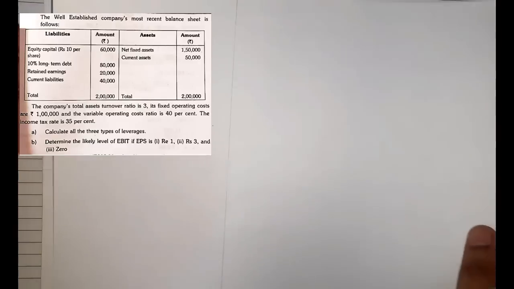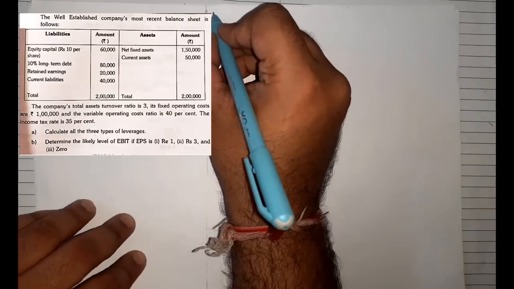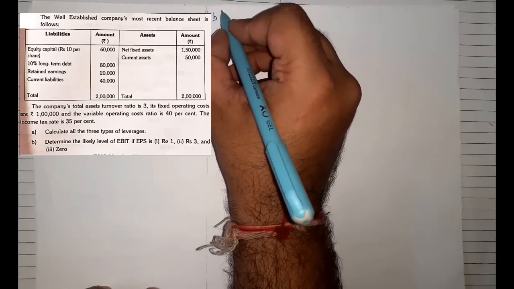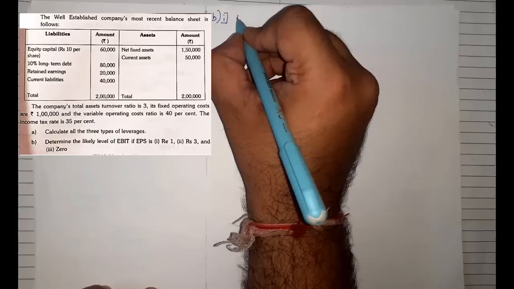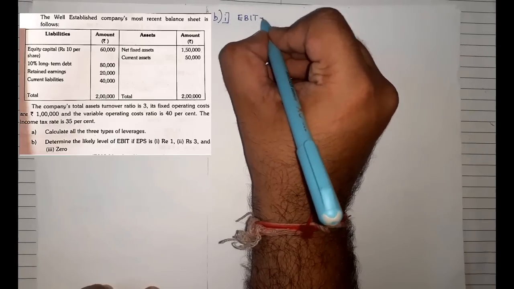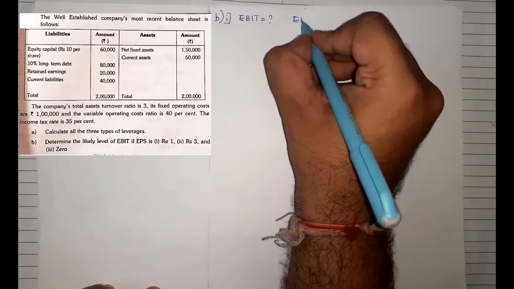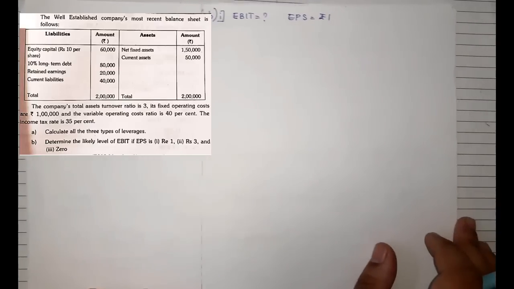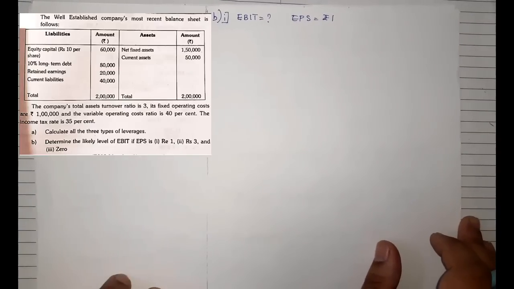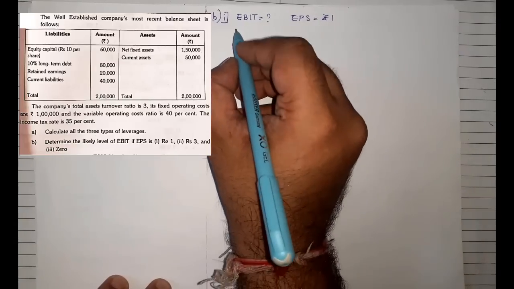Okay, now this is the B part. In the B part, remember, this is very important. They are asking us to find, we'll do the first part under that, EBIT when EPS in the first case is rupees 1. In order to solve this sum, we need to first note down the formula.